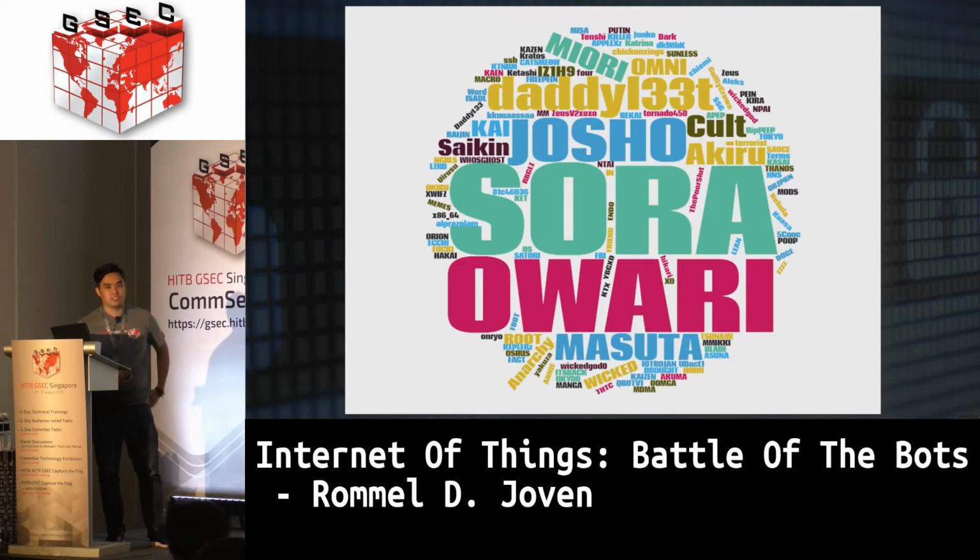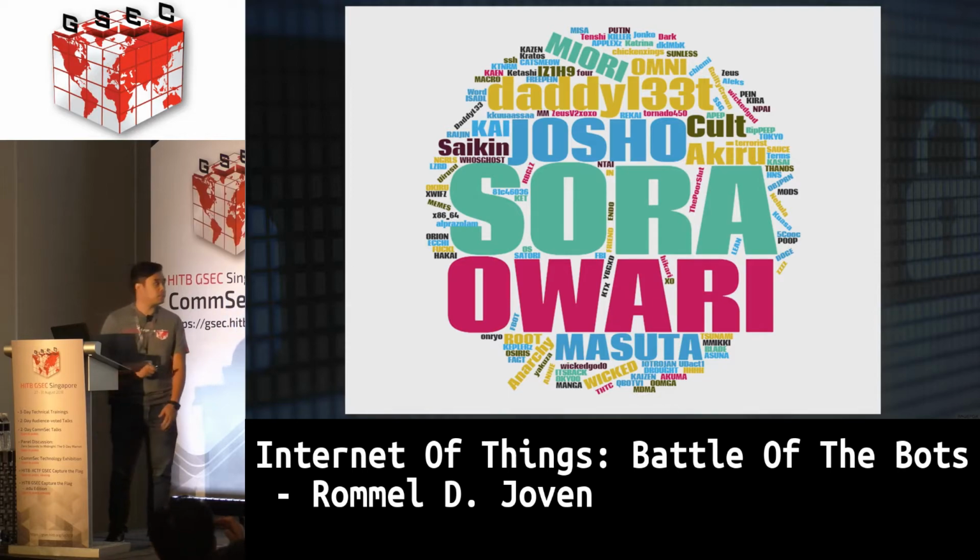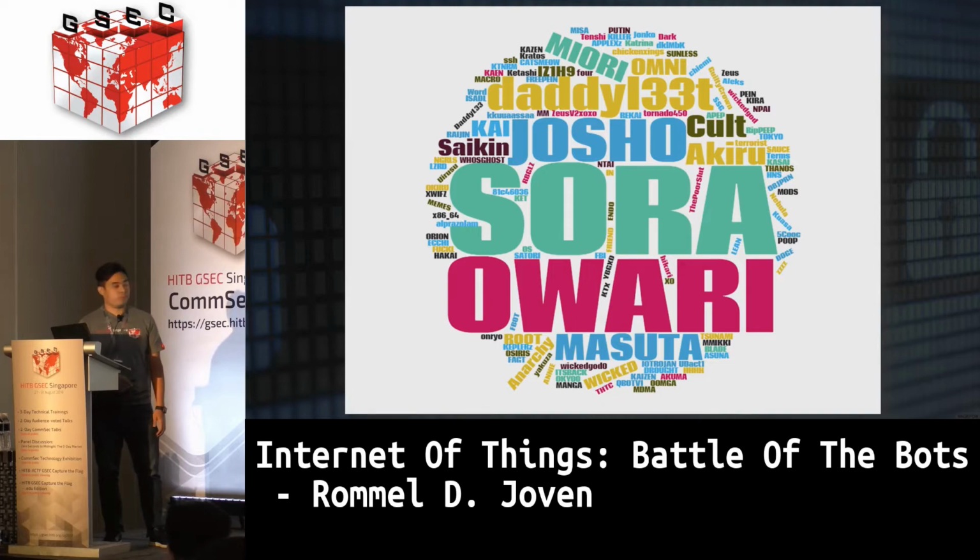Then next, these are all the variants that we were able to identify for the past year. This is a word cloud, where the bigger the word, the more samples it has. So it's pretty obvious who the big names are here: Sora, Owari. Then you can also take a look at some of them. Maybe you have encountered them or heard of them before, like Masuta maybe, or Okiru. These are all the variants that we have identified.